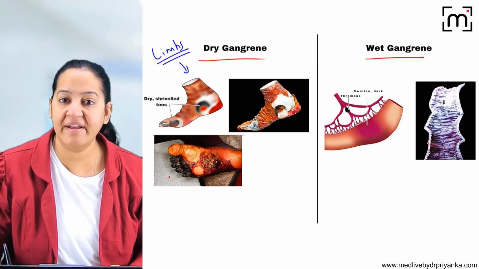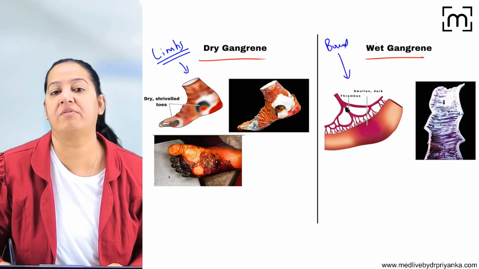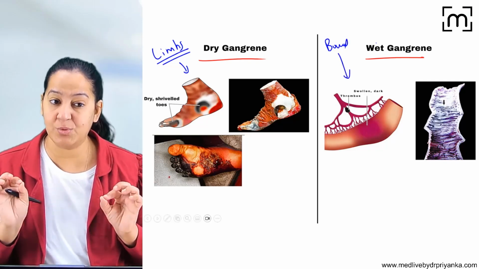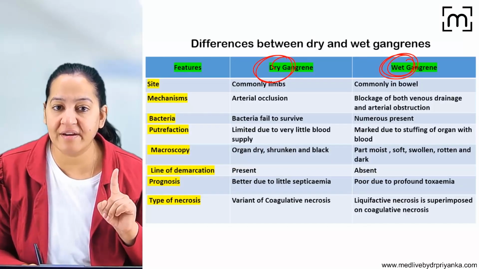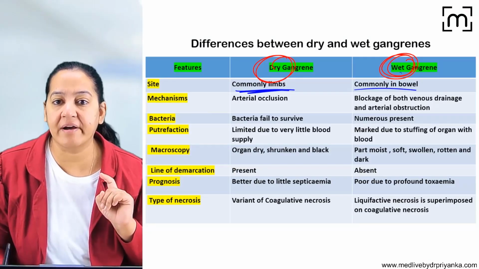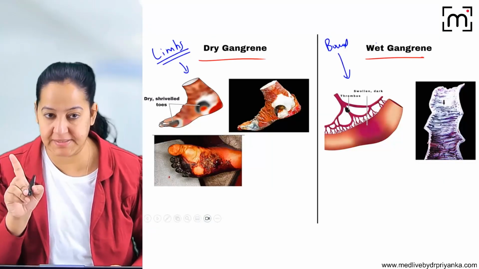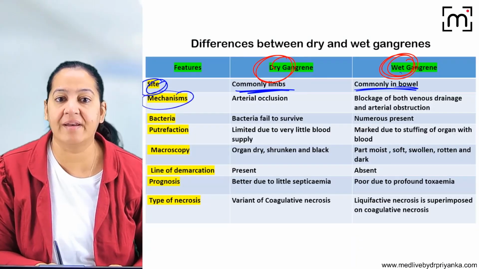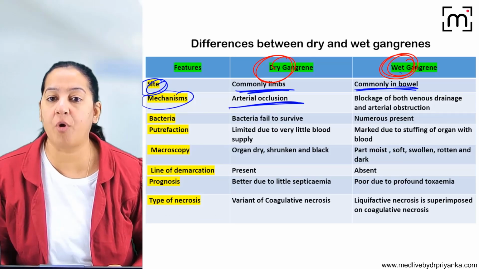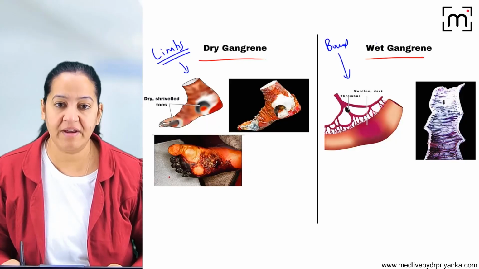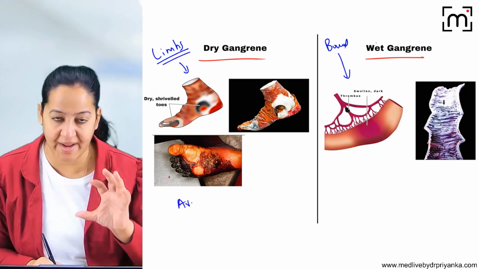And wet gangrene occurs mostly in the bowel. You can see in the diagram the bowel is shown. Any organ which is wet, like the bowel, like the lungs, it occurs in those organs. So dry gangrene occurs in the limbs and wet gangrene occurs in the bowel. That is based on the site. Number two, dry gangrene occurs due to arterial occlusion and wet gangrene can occur due to blockage of artery as well as vein. Whenever the artery gets obstructed, imagine the artery supplying this organ is obstructed.